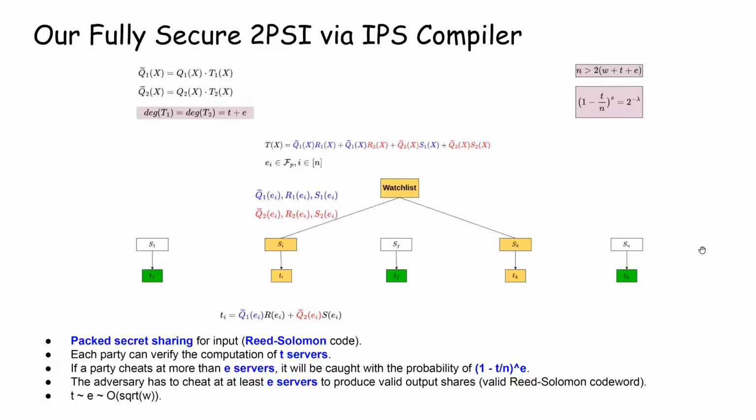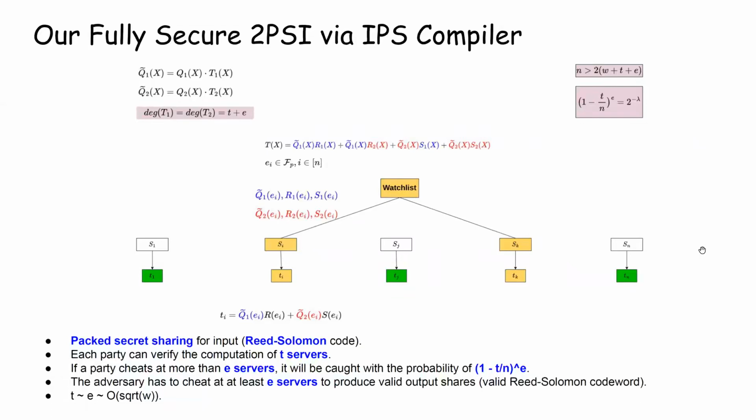Now I'd like to go into the technical details of our protocols. First, I'll start with the two-party protocol. We follow Leviosa and the IPS compiler closely in our construction. At the beginning, the parties have the polynomials Q1 and Q2 that encode the input sets. As the input set has size W, Q1 and Q2 have degree W.